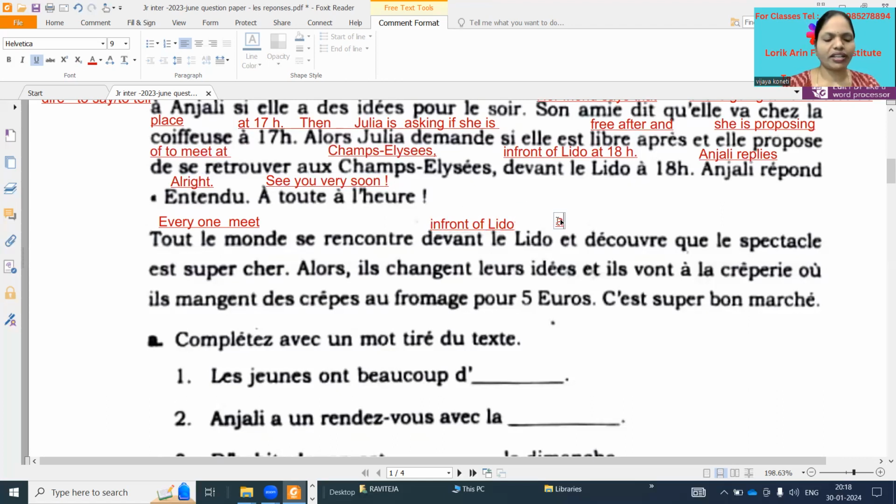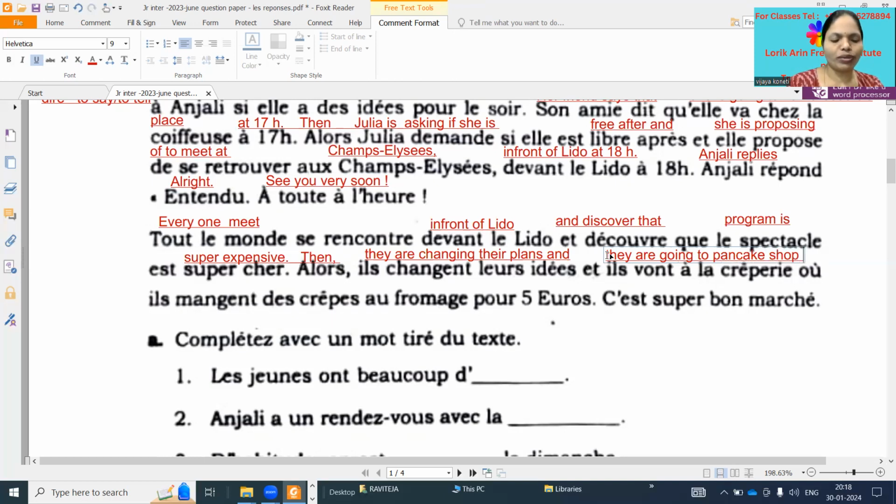And they discover that the show is super expensive. The program is super expensive. And so alors means then, and ils changent leur idée. So they are changing their plans because it is expensive. That's why they are changing their plans. And ils vont à la crêperie. They are going to the crêperie, which means pancake shop.